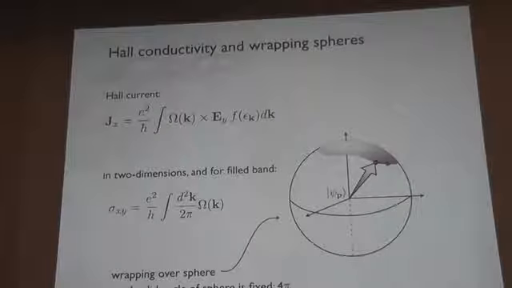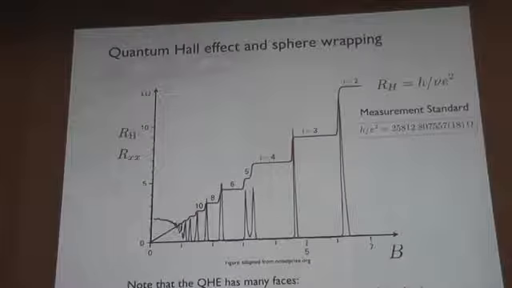Given this simple argument, one might think that this explains, or might be related to, the quantum Hall effect. There are also many other facets of the quantum Hall effect which are very important, including edge states and flux threading, called Laughlin. And it turns out that Thouless in the 80s thought about this.